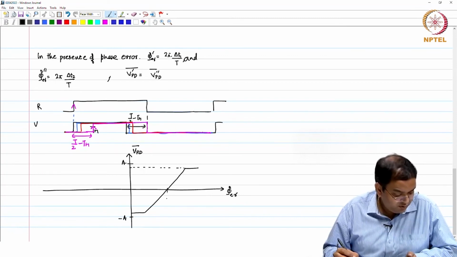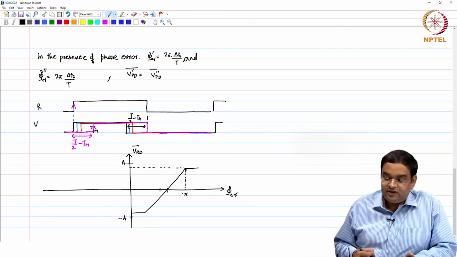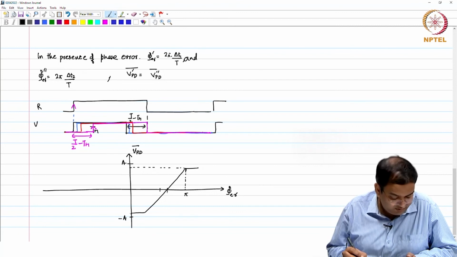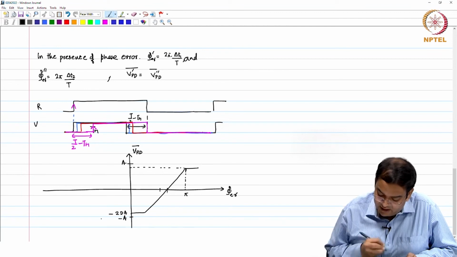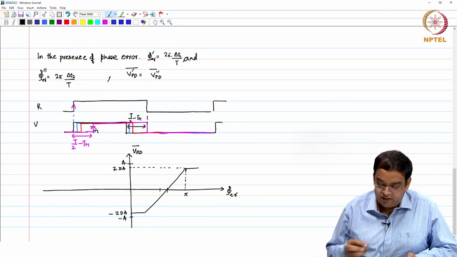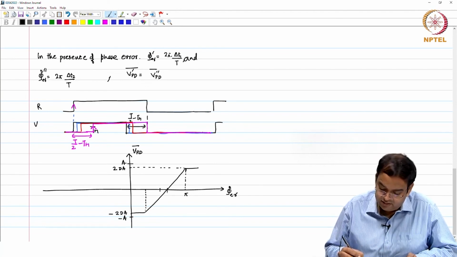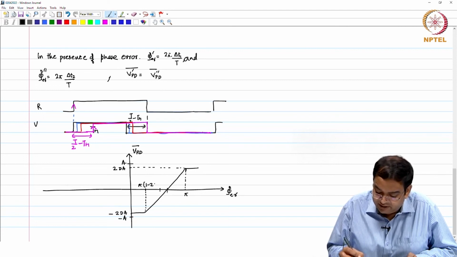Okay. This value is not going to cross 0 at pi by 2; at pi by 2 it is going to be some other value. By the way, this is pi. As the phase error exceeds pi, you will again see the constant part, right. This value happens to be minus 2 times d times A, and on the positive side this is 2 times d times A, right, and this offset point is actually pi times 1 minus 2t.